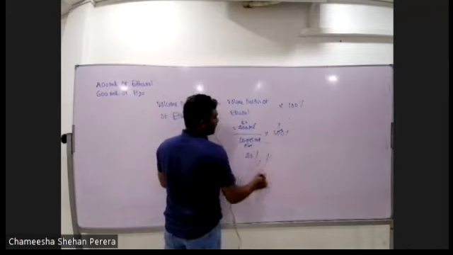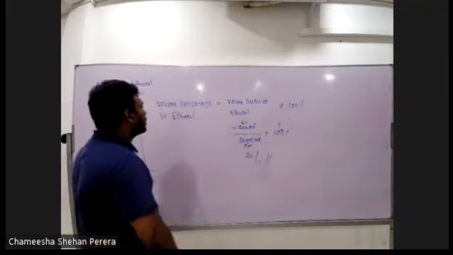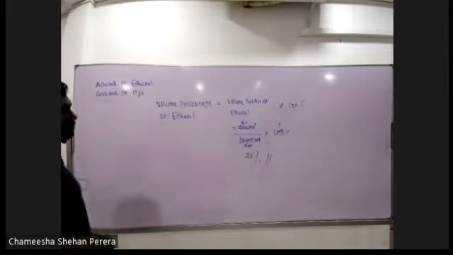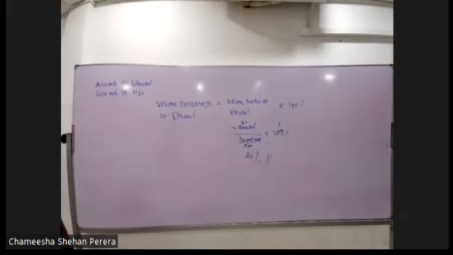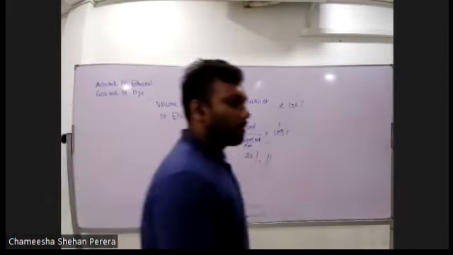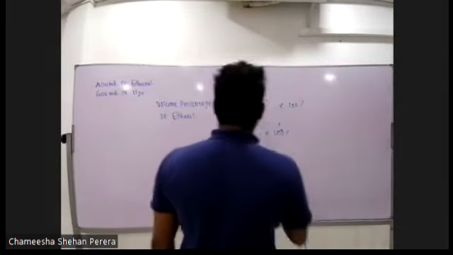So on a volume basis, 40% of the volume of the liquor bottle contains alcohol. Right? Do the math the way you understand. Right?